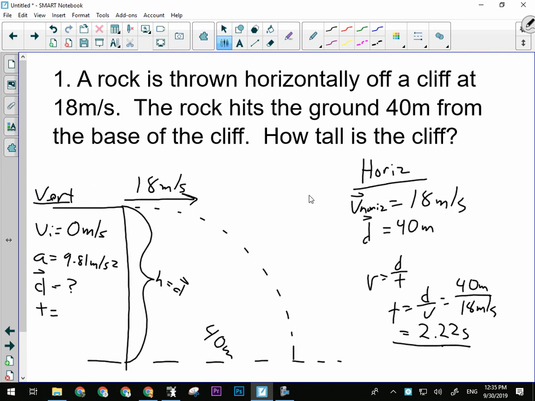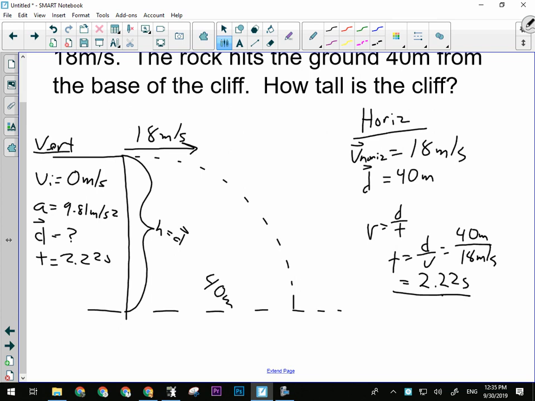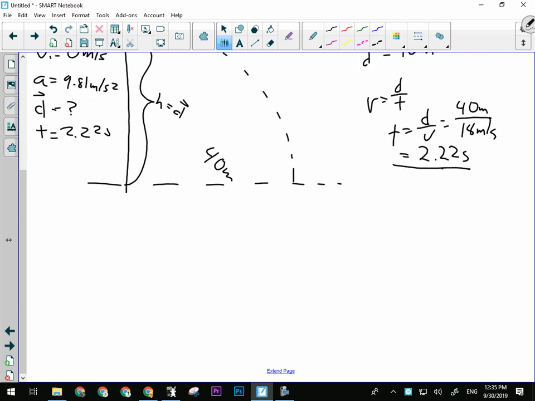That is the one piece of information that is shared by both the horizontal and vertical parts of the question. Now I can use that in order to determine what the vertical height of the cliff is, or the vertical displacement. And for that I'll be using this formula, because I have VI, I now have time, I have acceleration. So I can use that formula without even having to manipulate it. I'm going to plug in that this is 0, so I'm just going to eliminate it.